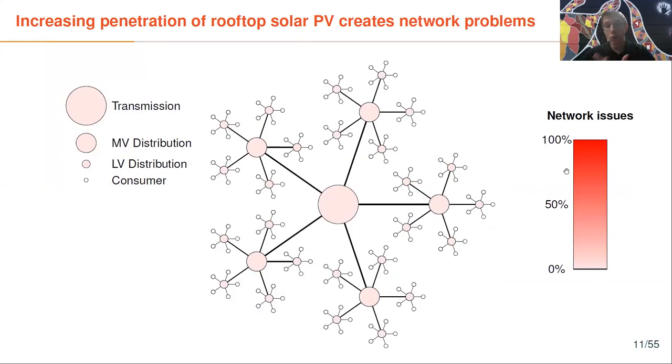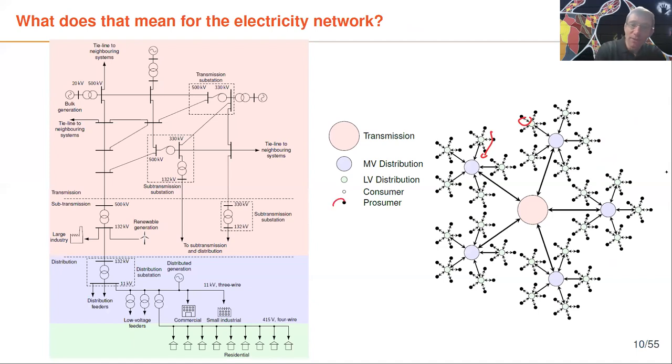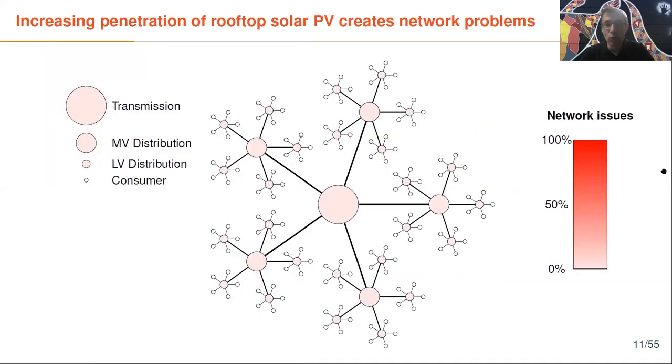But there's an issue with that, because note that prosumers are located at the low voltage level. So they are located at the fringes of the grid. And the capacity of low voltage network is limited. So as you increase the penetration of prosumers, or you can think of that as penetration of rooftop solar, which is the main distributed generation technology, as the penetration goes up, you start witnessing network problems.